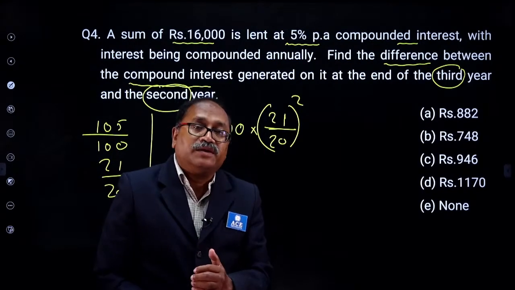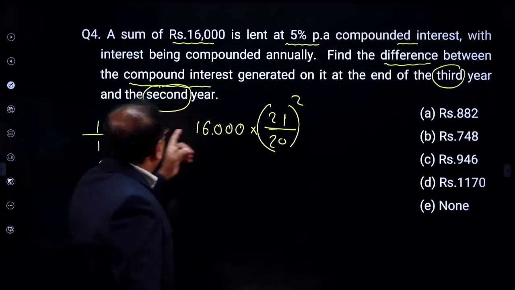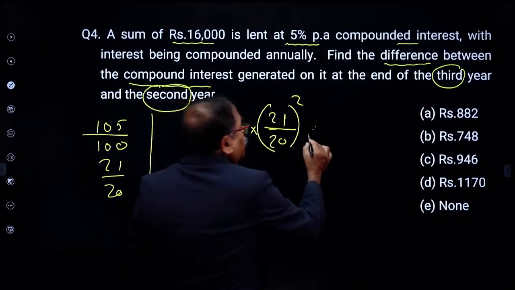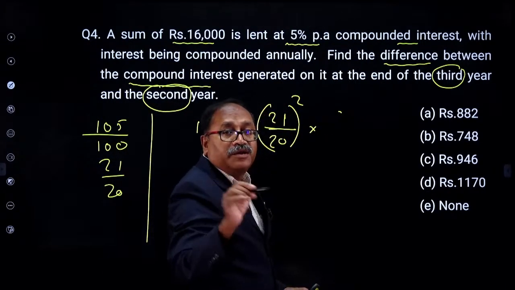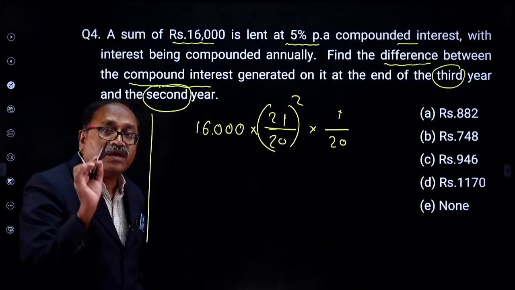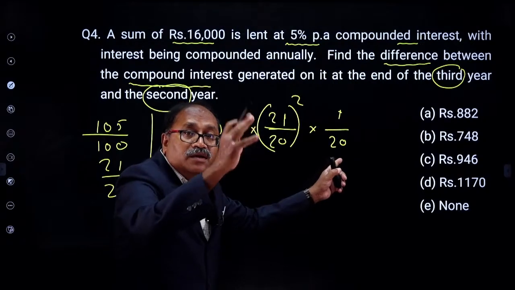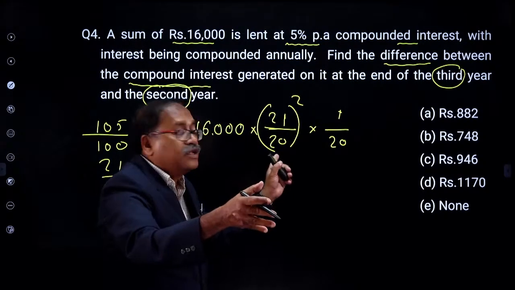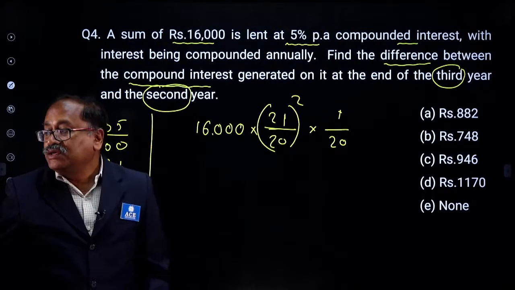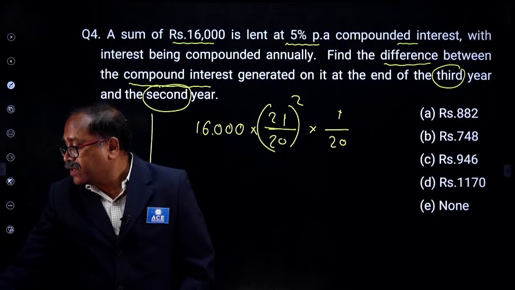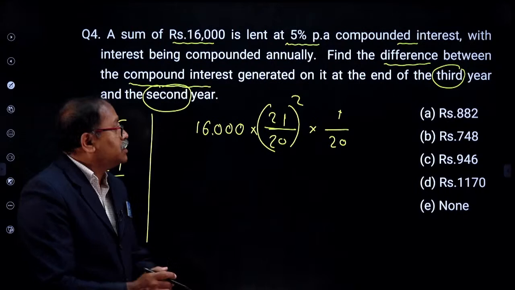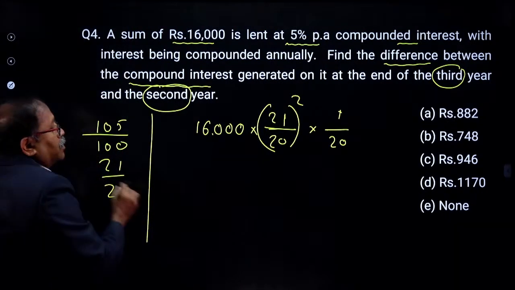So what will be the third year interest? On this amount, 5% interest will be the third year interest. So here it is 5 by 100, which is nothing but 1 by 20. This is the third year interest, and that is the difference between the second year interest and third year interest. Can you complete this calculation, my young friends? Please try this. The rest is basic calculation only.